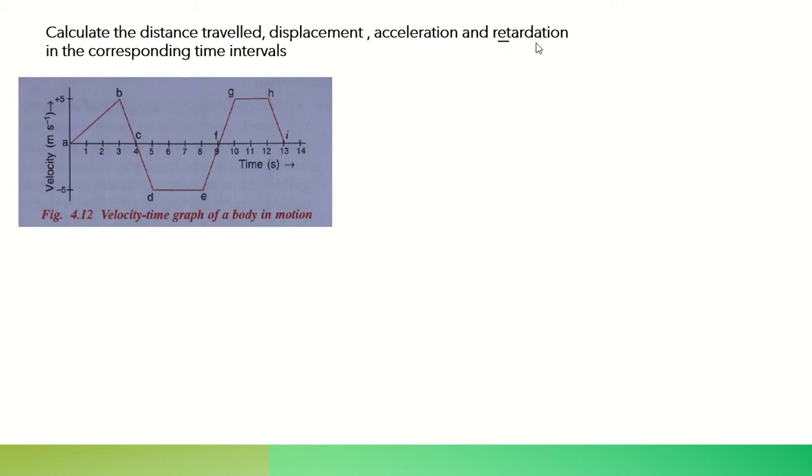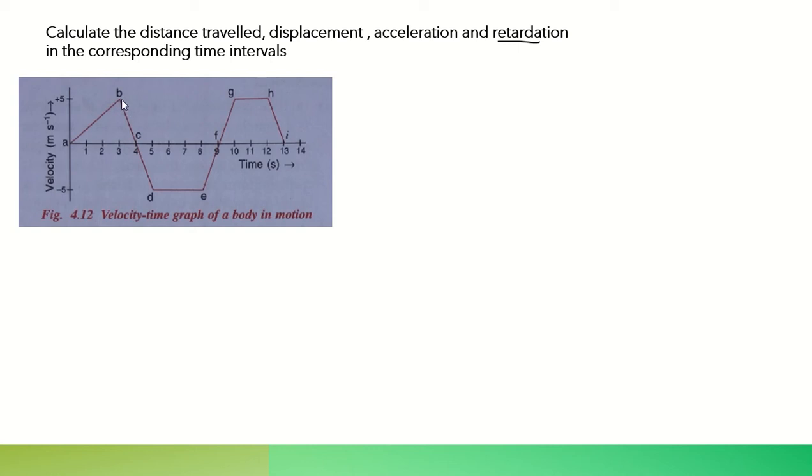So here they are asking about retardation. Why are they asking about retardation here? You can see some lines here. See BC, BD and EG, right? HI. All these things. Some of them are coming downward, some of them are upward, right?